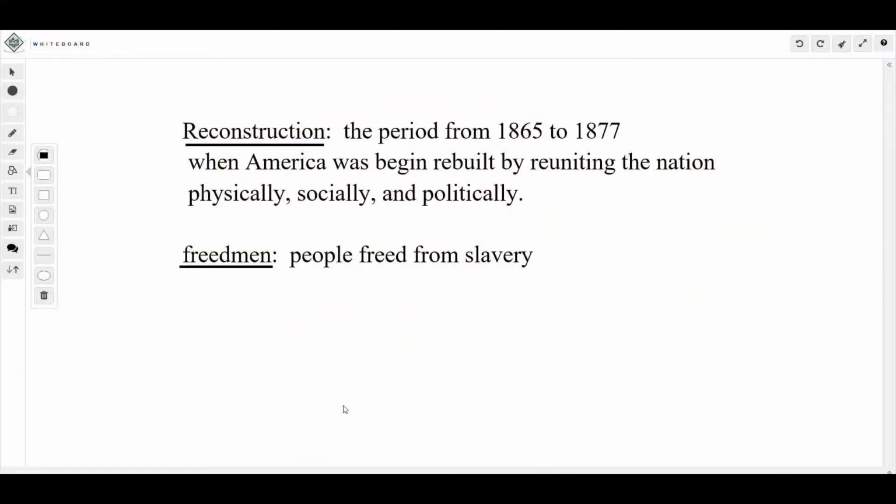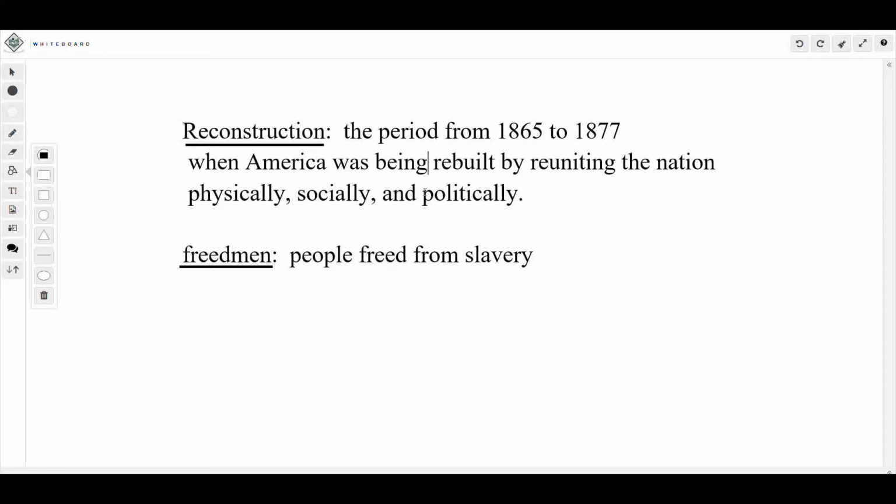Okay, so on your page, here's what I'd like for you to put for the definition for Reconstruction. It was the period from 1865, which was right after the Civil War, to 1877, when America was begin. I guess I better fix that, right? It's not begin. It should be being. When America was being rebuilt by reuniting the nation physically, socially, and politically.